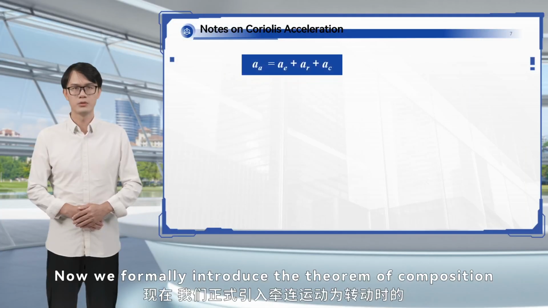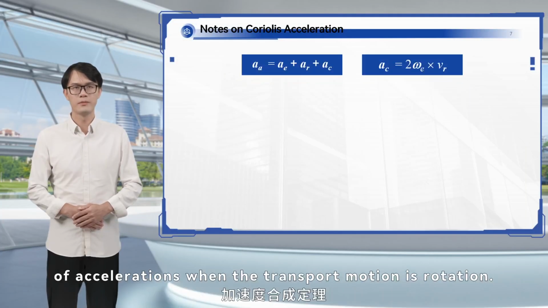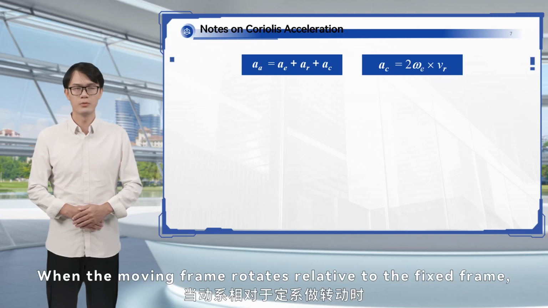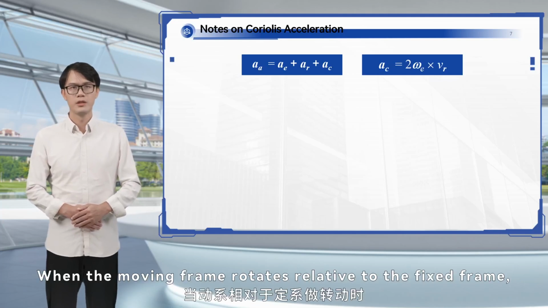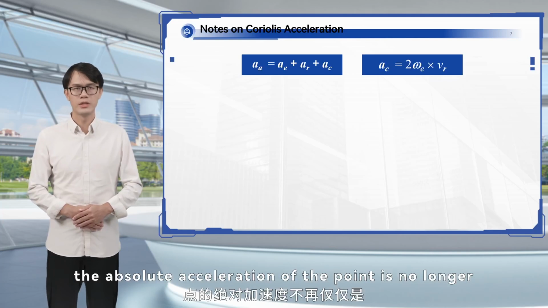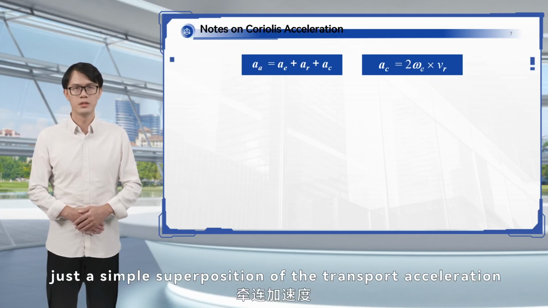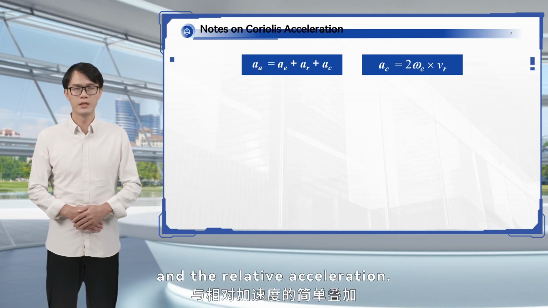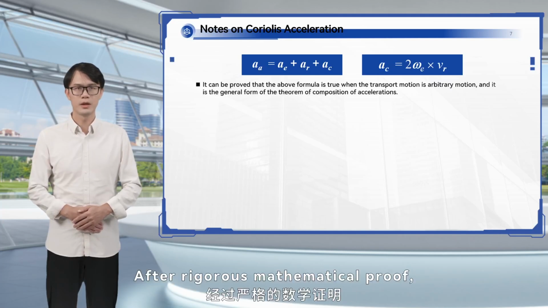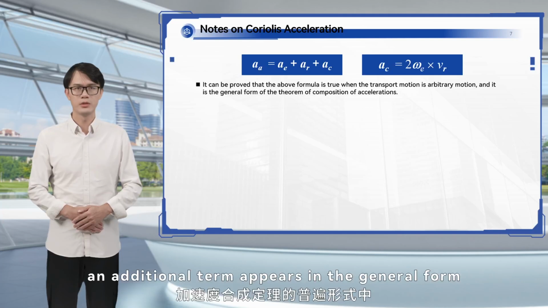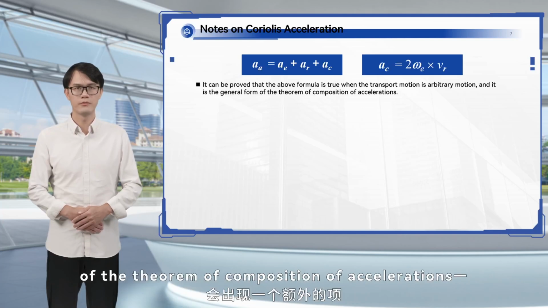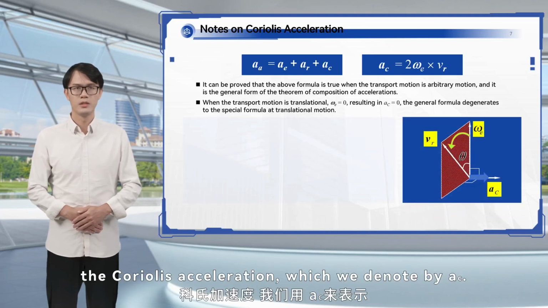Now we formally introduce the theorem of composition of accelerations when the transport motion is rotation. When the moving frame rotates relative to the fixed frame, the absolute acceleration of the point is no longer just a simple superposition of the transport acceleration and the relative acceleration. After rigorous mathematical proof, an additional term appears in the general form of the theorem of composition of accelerations: the Coriolis acceleration, which we denote by a_C.